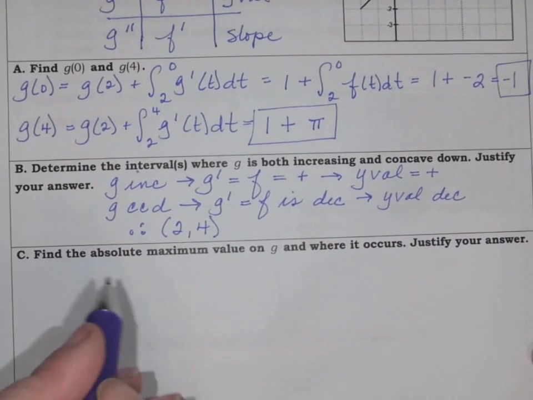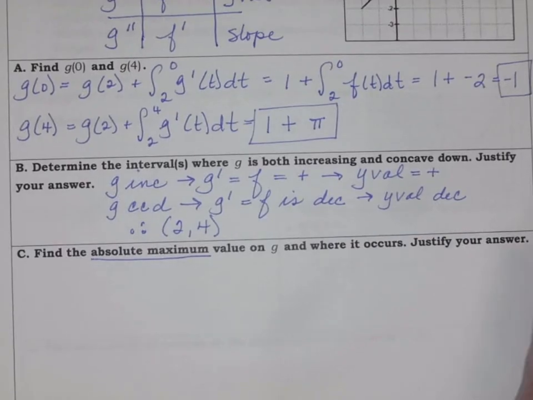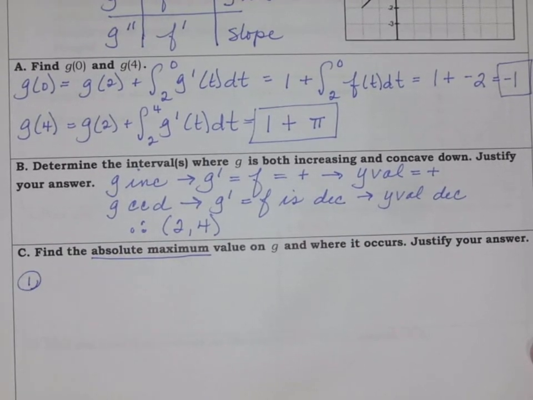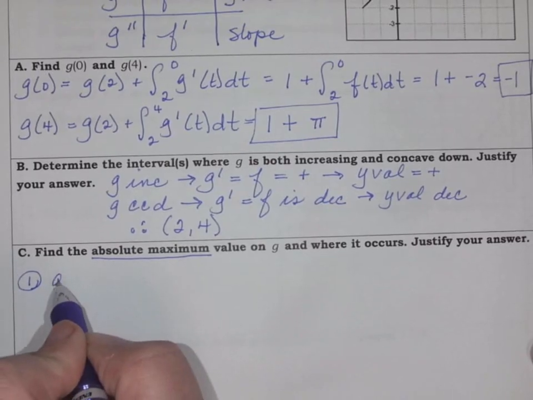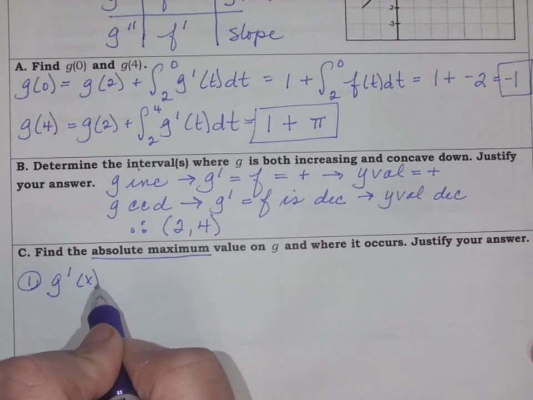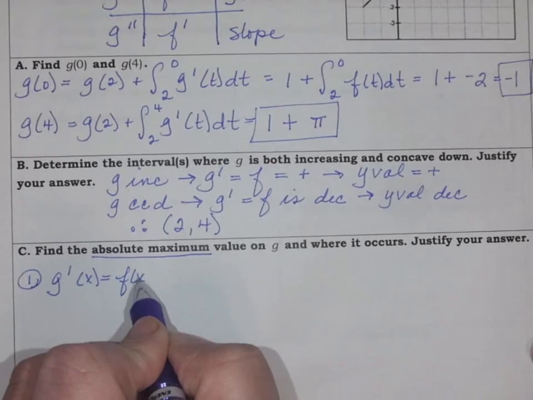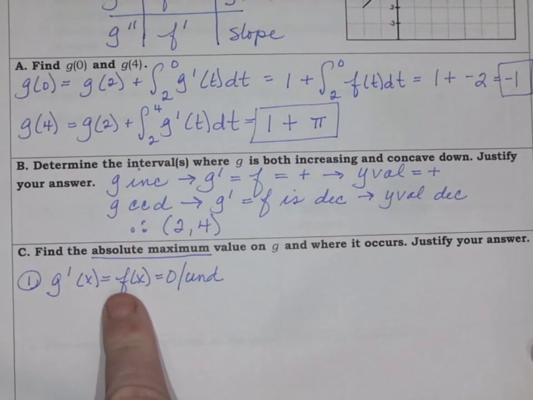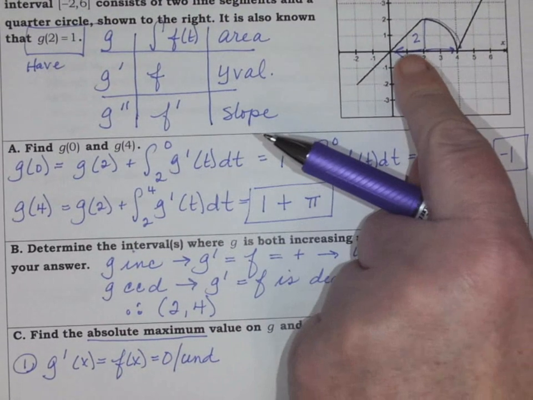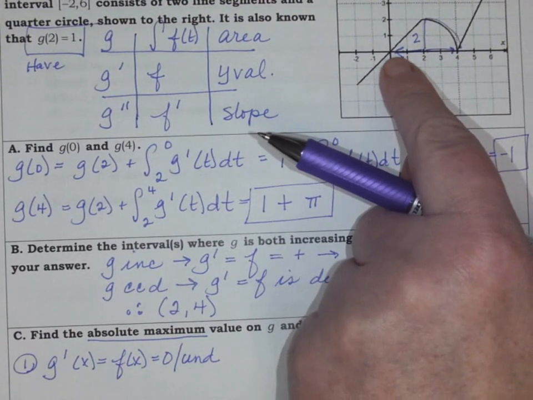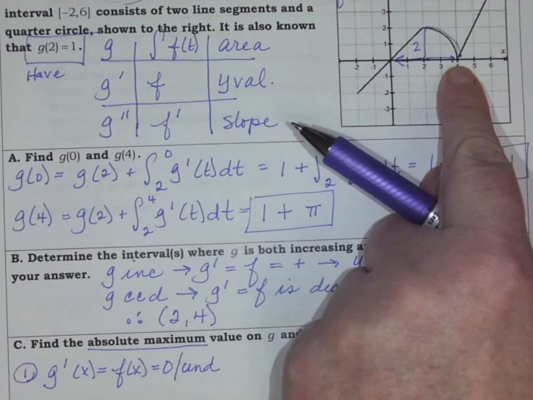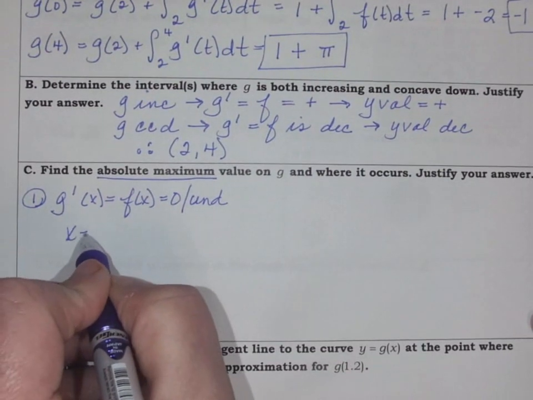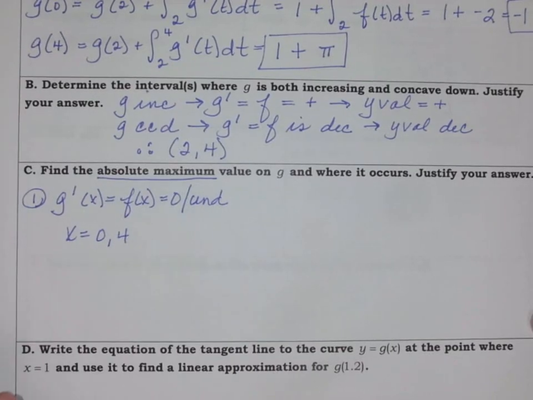Okay, find the absolute max and min. Remember, we haven't done this in a while. There are 3 steps for an absolute max or min. The first step is to find your critical values. So we want to take g prime of x, which is equal to f of x, and we want to know where it's 0 or undefined. Now remember, that's our y values. So our y values are 0 at 0 and 4, and there are no places when the y values are undefined. So our critical numbers are at 0 and 4.